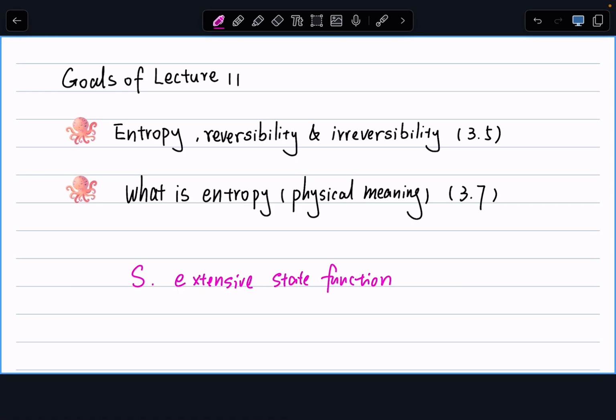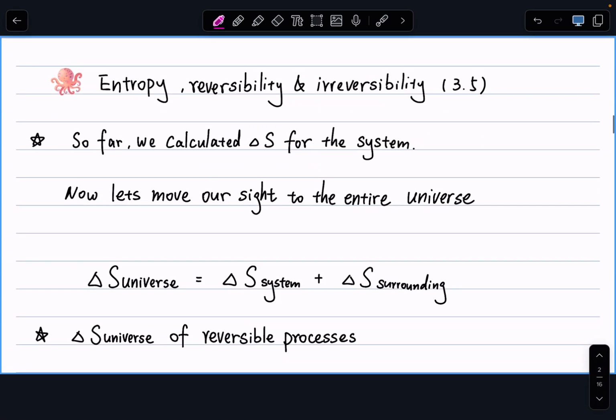And then in our second part, we'll try to build a link between entropy and some other property that's more intuitive to give entropy an actual physical meaning. All right, so those are our 2 overarching goals of today's lecture. So let's get started with our first one, which is talking about entropy, reversibility, and irreversibility.